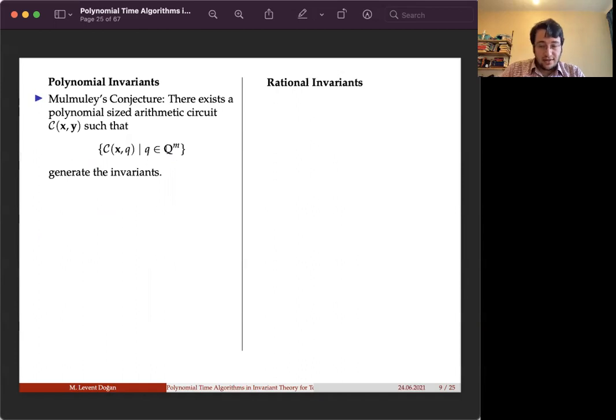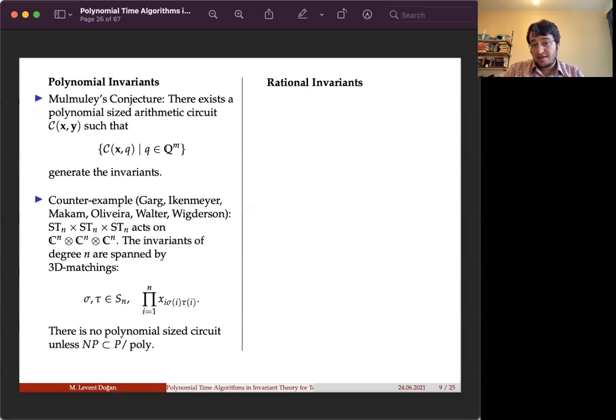Now, let's consider this conjecture by Mulmuley. Mulmuley proposed a way to represent invariants. He proposed that we find a polysize arithmetic circuit in two sets of variables, x and y, such that if I insert numbers for the second set of variables, that would give me some polynomials in x. And I want these polynomials to be a generating set for the invariant ring. And sad news is that this is not possible.